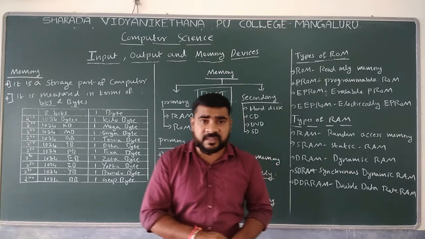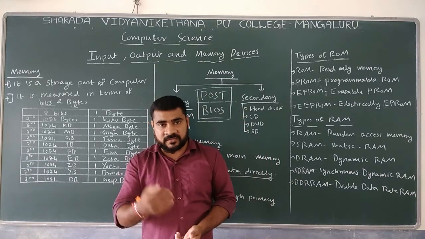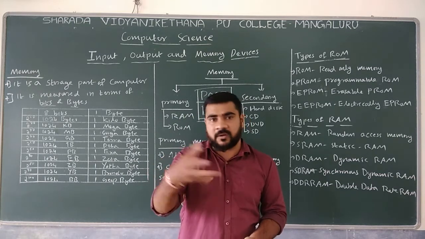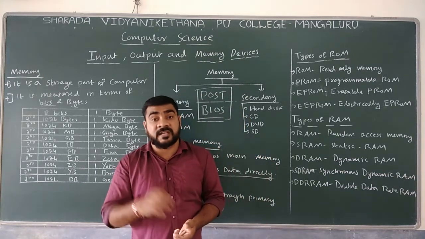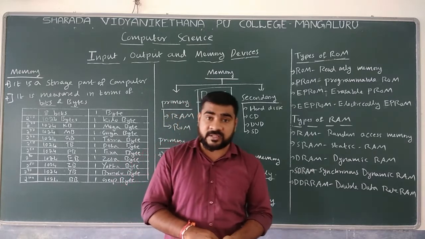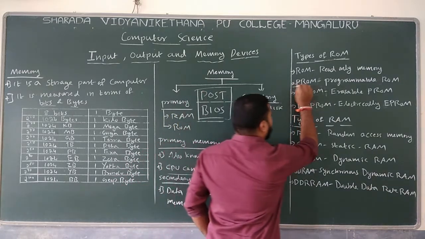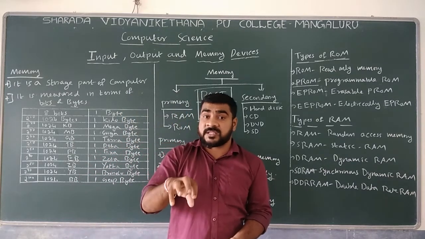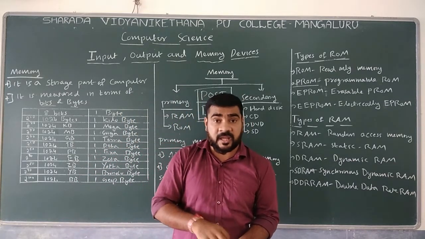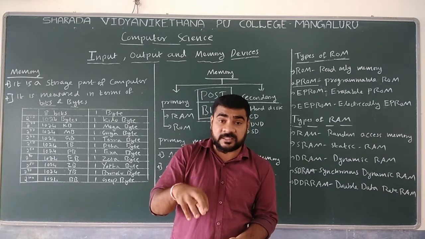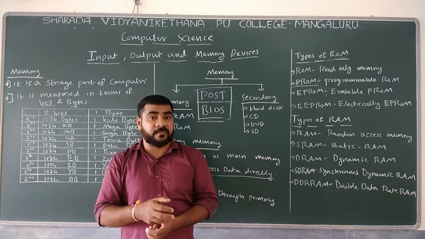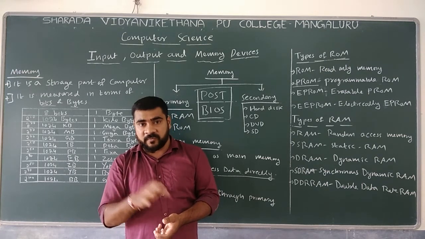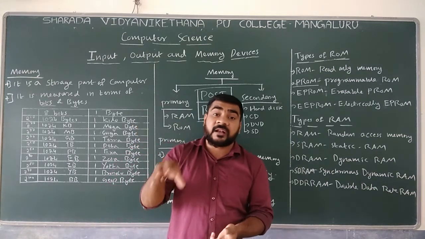Now what is the difference between these four types? First we will go for programmable. ROM means data will be stored and it is not possible to change it. In the case of programmable read-only memory, we can write the data once, when the company is manufacturing the chip. At that time they will write the data.